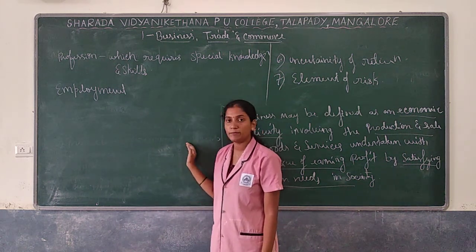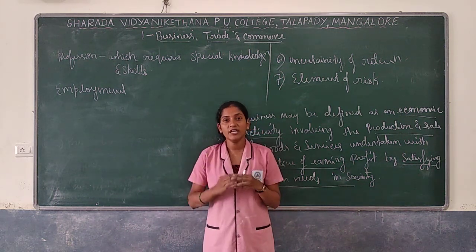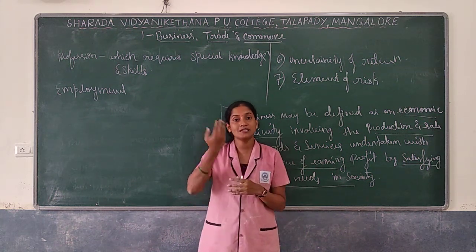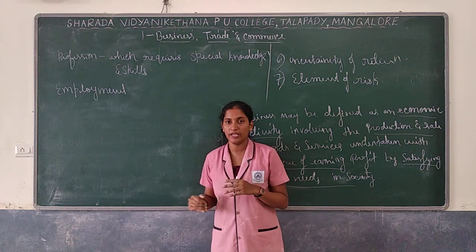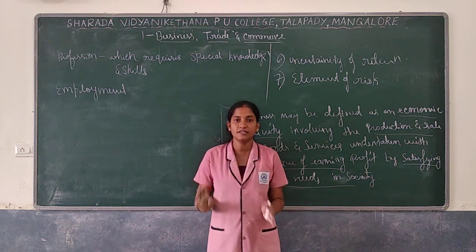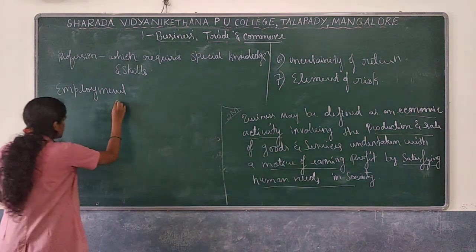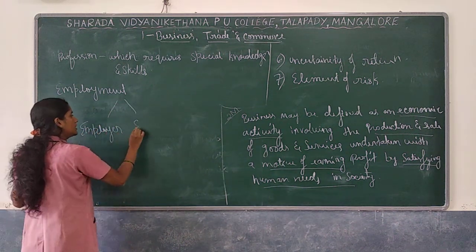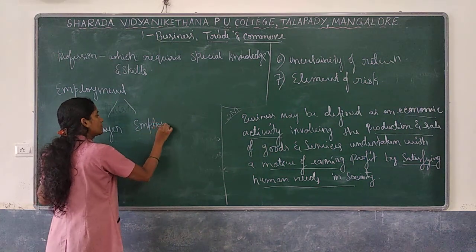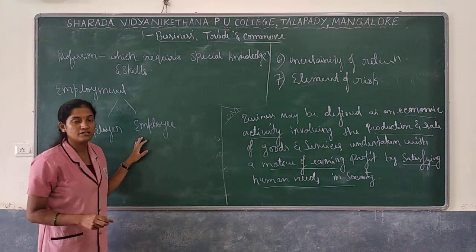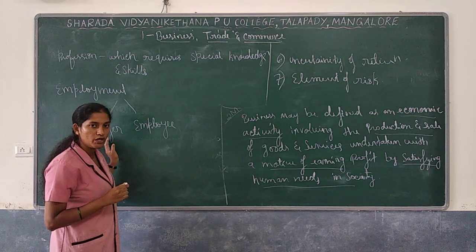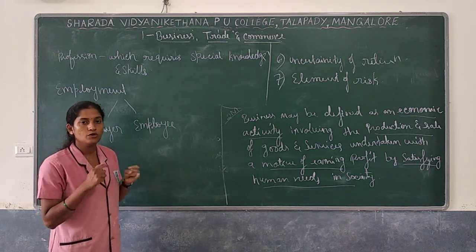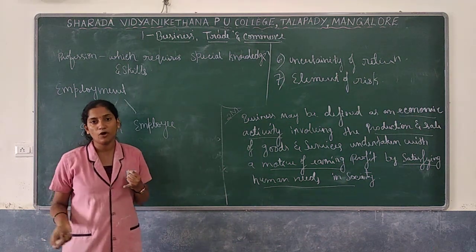But here, employment. What is employment? Working under someone. Those who work under someone are considered employees. Who is that someone? Employer and employee. An employee is a person who works under the employer. So here we have the relationship between employer and employee. The employer is the head, and the employee is a person who works under him. Whatever the employer tells, the employee should do.